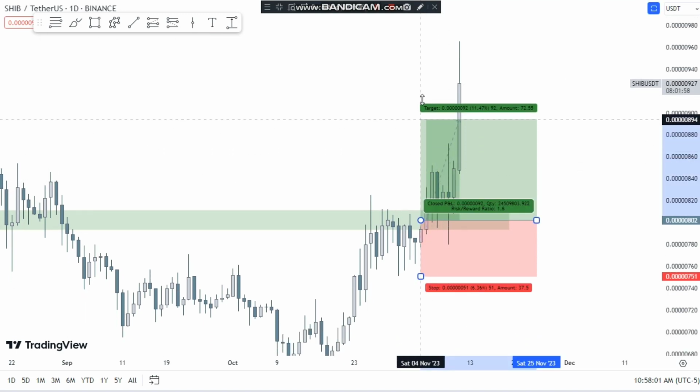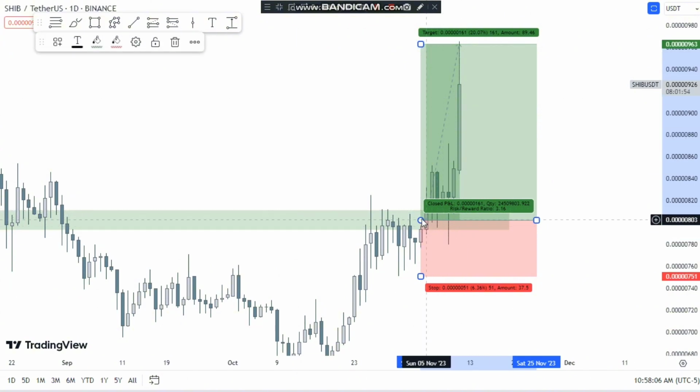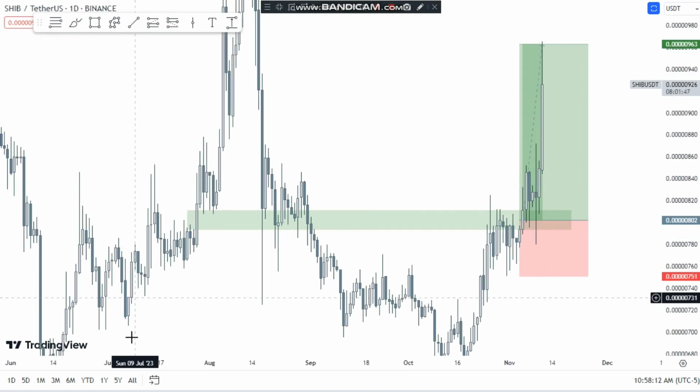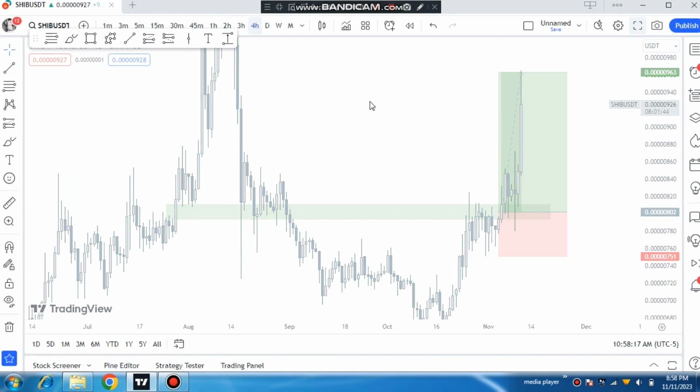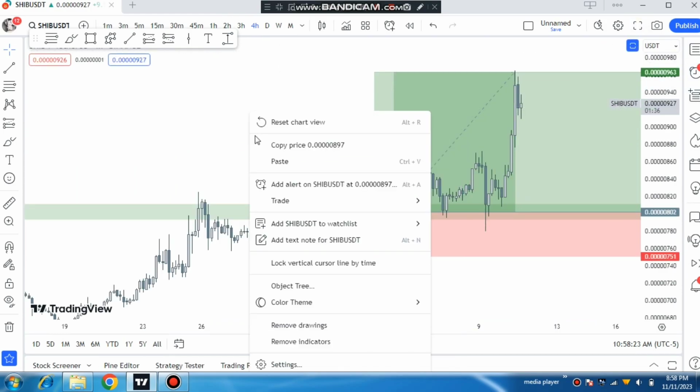If you see my Twitter or my Telegram, I already shared these entries. My orders were around here and it got filled, and today it pumped. So this is how I use this strategy. Now I will show you the strategy on a smaller time frame, like 4 hour. Let me remove all the drawings first. Okay, so I will remove the drawings.